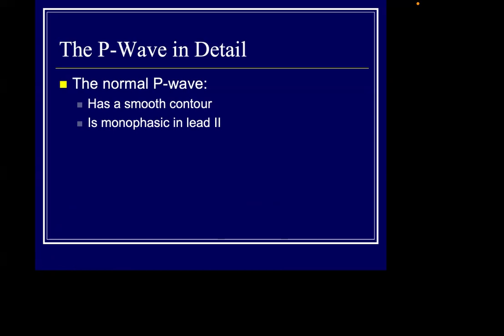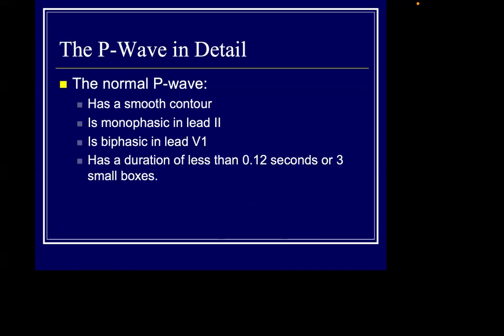Is it monophasic in lead 2? Usually it is monophasic in lead 2. And in lead V1, usually it is biphasic. Does it have a duration of less than 0.12 second? 0.12 second means less than 3 small boxes. Does it have a normal duration of less than 0.12 second or not?